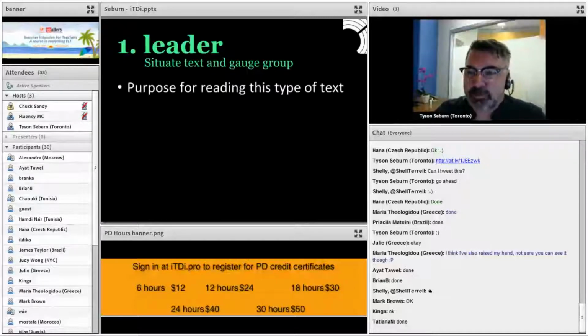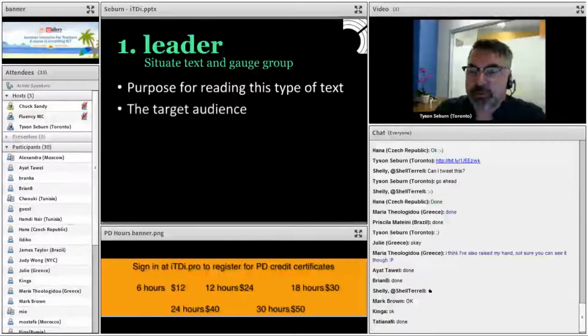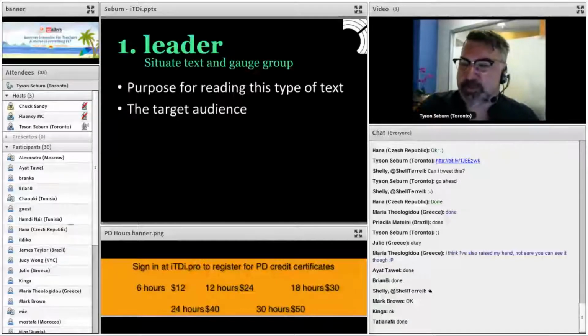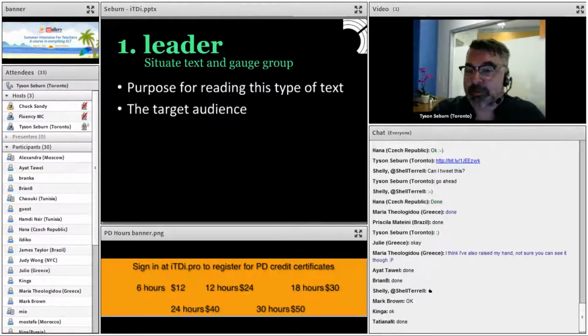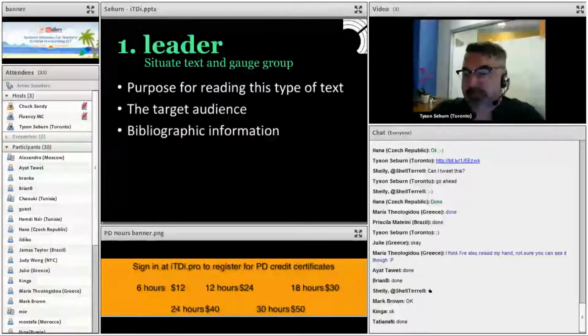So what they're going to be doing is trying to figure out what is the purpose for reading this type of text. Why are we reading it, in their opinion, and how is it going to be useful in the future? They're going to try to surmise what the target audience is for this text. Where would you find this text? Did it come from a newspaper? Did it come from a journal? Did it come from a magazine or a blog? Who is this written for?